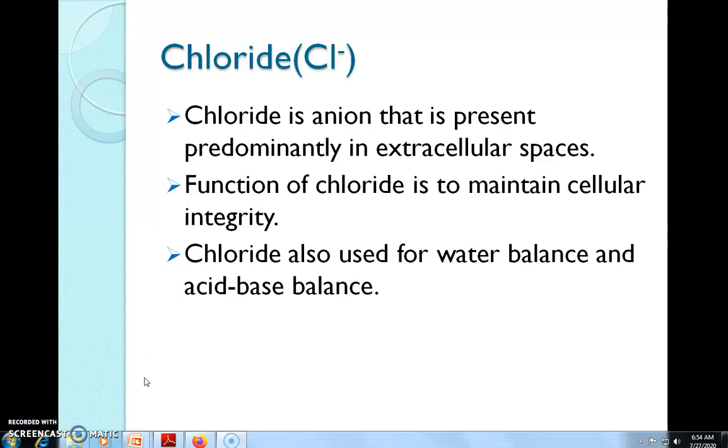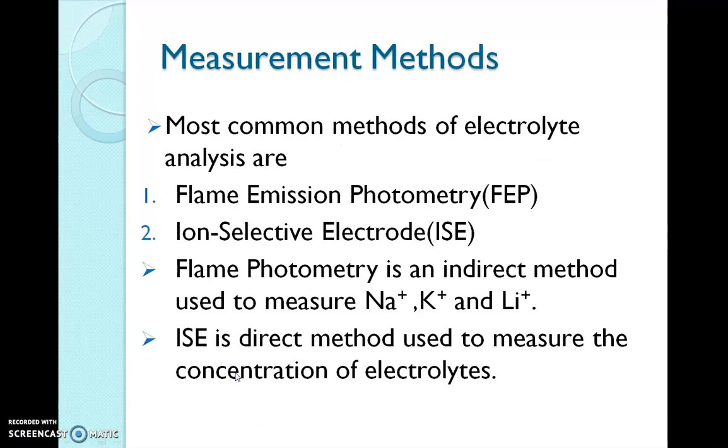So based on these cations and anions, electrolyte analysis is a key factor in patient diagnosis and treatment. Next we discuss the measurement methods available for electrolyte measurement. Two basic methods are available: one is flame emission photometry and the other is ion selective electrode.